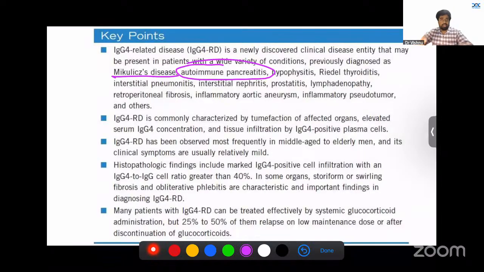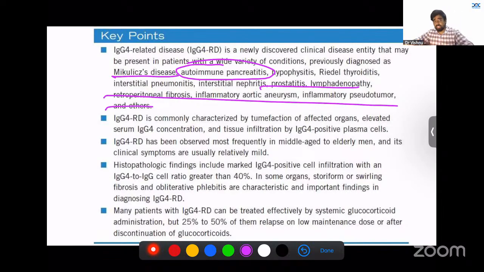Now there are again two types. Type 1 autoimmune pancreatitis, which is more common. That entire thing has been put into your IgG4 related disease. Hypophysitis, thyroiditis, specifically Riedel thyroiditis, interstitial pneumonitis, interstitial nephritis, prostatitis. All of these are slowly, a lot of patients who were initially just kept as, for example, aortitis under evaluation or something, all of these are slowly coming into your IgG4 related disease. So you have tumefaction, you have elevated IgG4 concentration, tissue infiltration by IgG4 positive plasma cells.